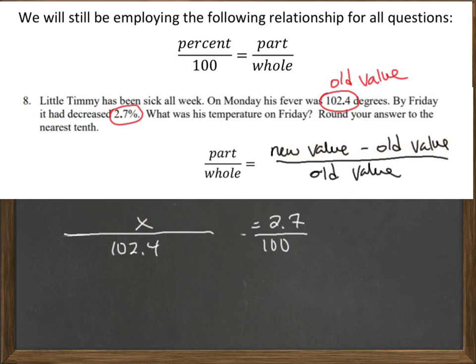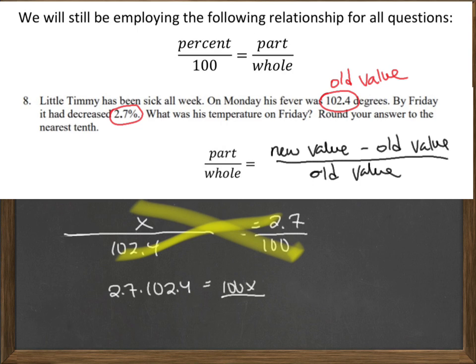So again, we're going to cross multiply and solve. So we have 2.7 times 102.4 is equal to 100x. Then we divide both sides by 100. So we get x equals 2.7648. Let's not round it yet. Let's leave it right there.